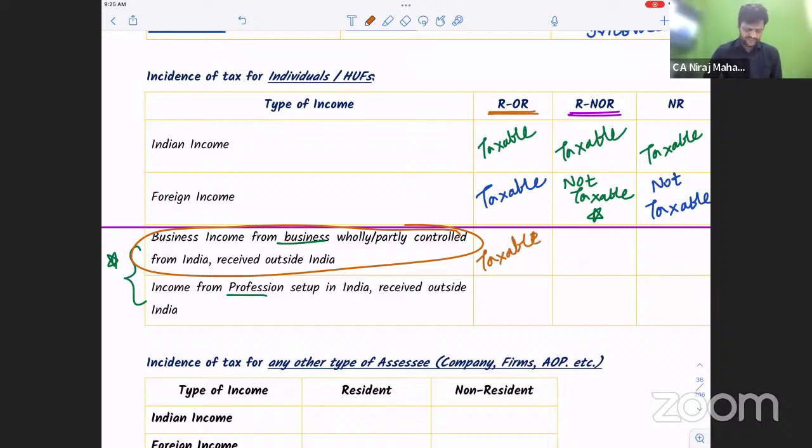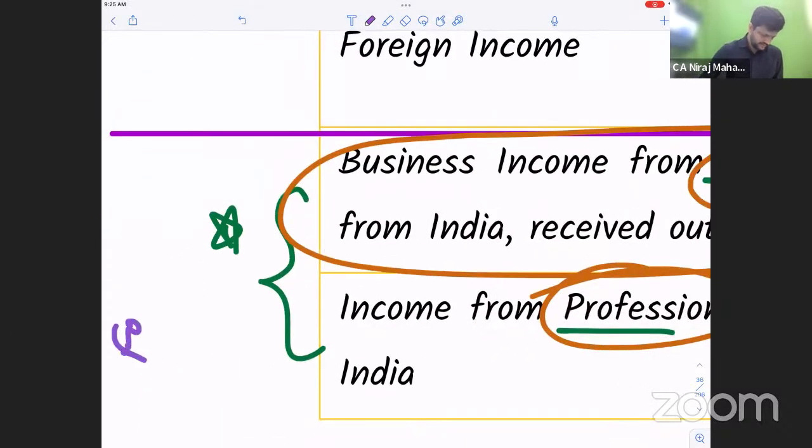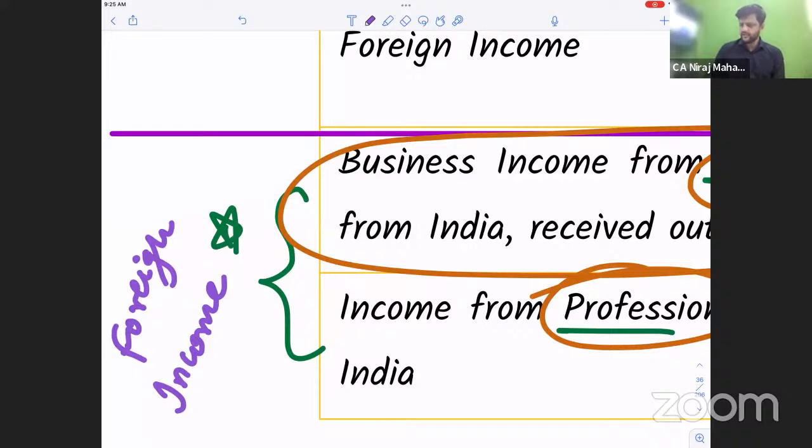As well as also for profession. See, I've just given two separate lines. One is for business, another is for profession. The category remains the same. Here also, bachcho, taxable. Clear? I'm again purposely writing bachcho here. This is your foreign income. Why? Accrued outside, received outside. Accrued outside, received outside. Clear till here? It is your foreign income.